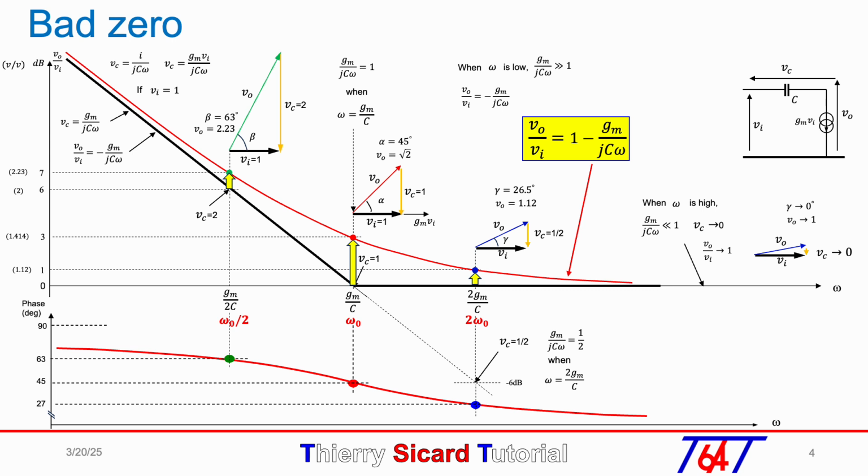The gain is limited to 1, but the phase goes from 90 to 0 degrees. This bad zero is due to the capacitor C between the input and output. So at high frequency, the capacitor is shorted with Vc equal to 0, then Vin equals Vout with the same phase, which means that the phase of Vout over Vin is 0 and the gain is 1.